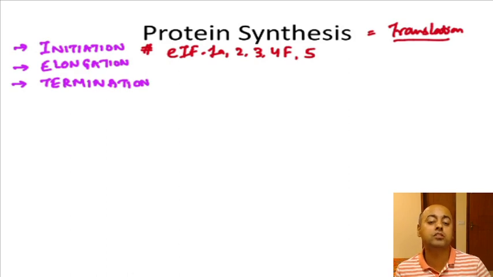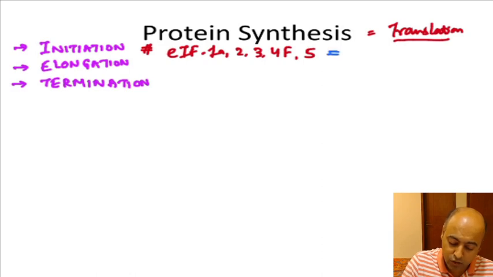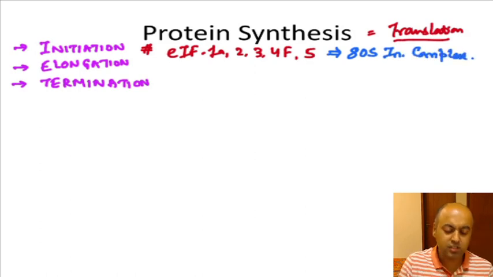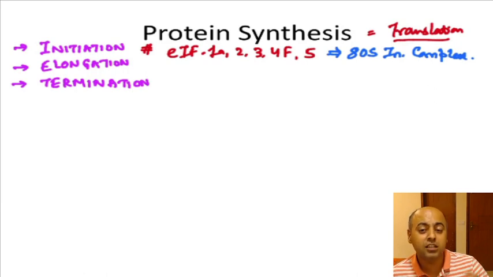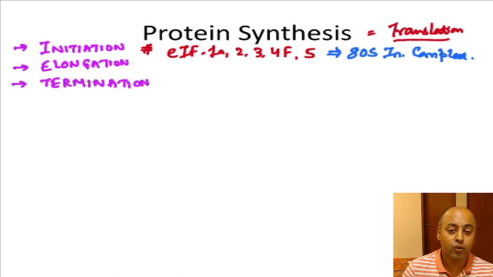These are the proteins which will mainly participate in the process of initiation, and at the end of initiation we get what is known as the ATS initiation complex. So this is the summary of the initiation. Some of the very important proteins involved are initiation factor 1A, 2, 3, 4F and 5. At the end of initiation, we get the ATS initiation complex.